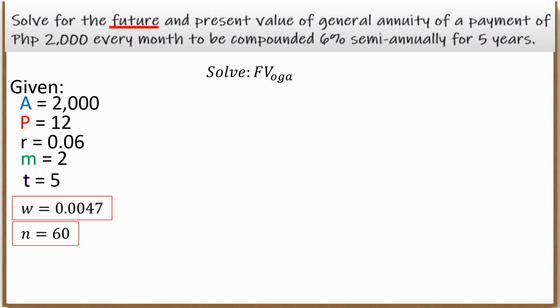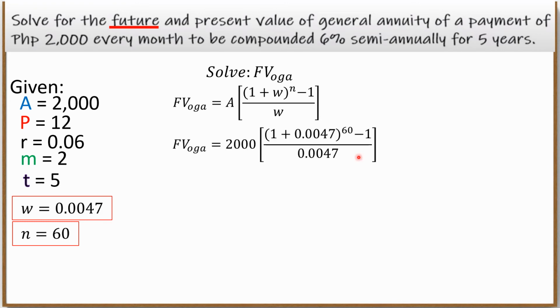Next, let us find out the FVOGA, or the future value of general annuity. So you have this formula. First, you will just substitute. Our W is equal to 0.0047 and our N is equal to 60. So you have 1 plus 0.0047 is equal to 1.0047 raised to 60.